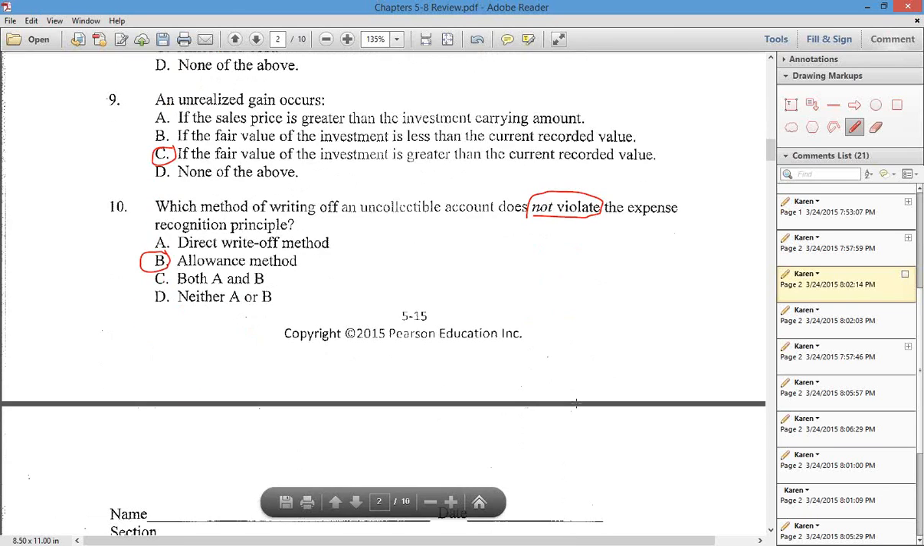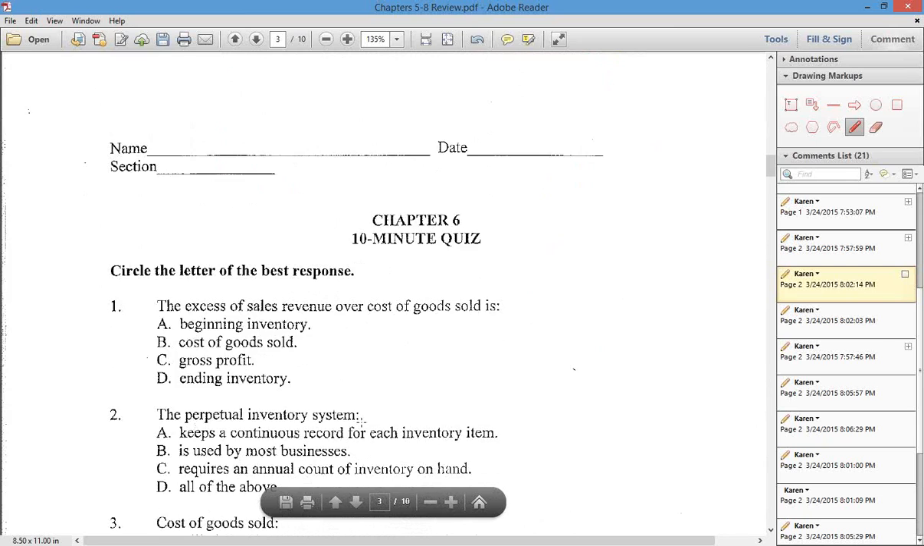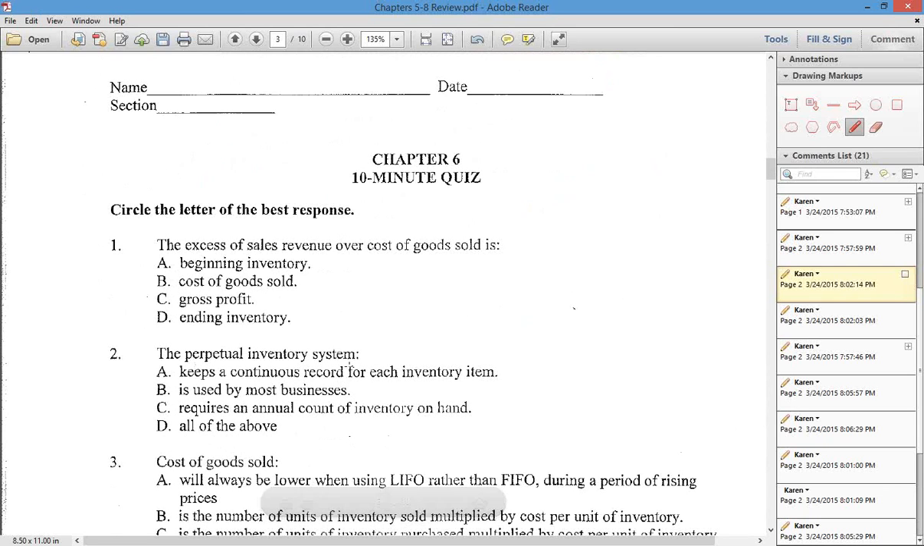So that was a quick review, or not so quick maybe. It felt relatively painful to me. Review of Chapter 5. Chapter 6. If you recall, Chapter 6 was the good old inventory chapter.